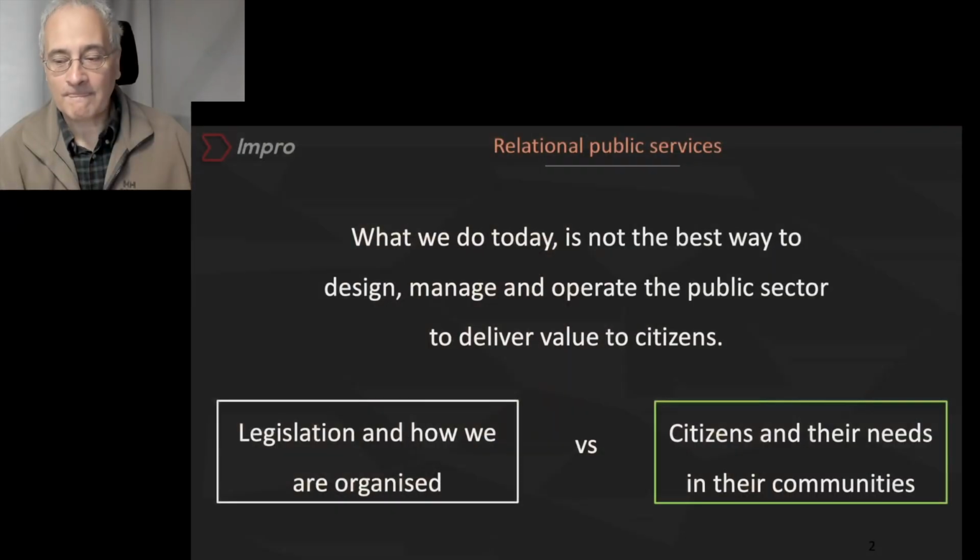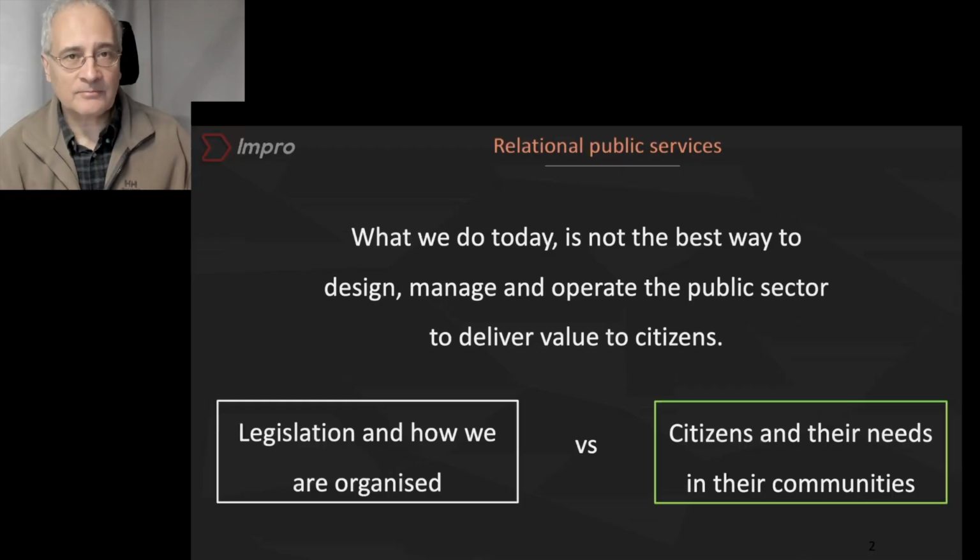Hi, my name's John Mortimer, and I'm going to go through what relational public services are and how to apply human learning systems. The way that I'm going to do that is to use a case study, and I'm going to use lots of evidence from the last 2 decades.